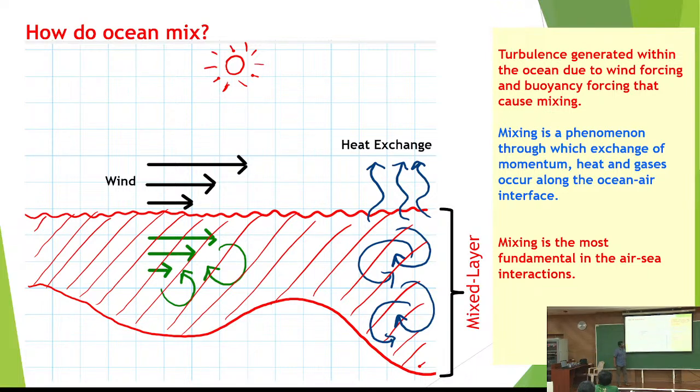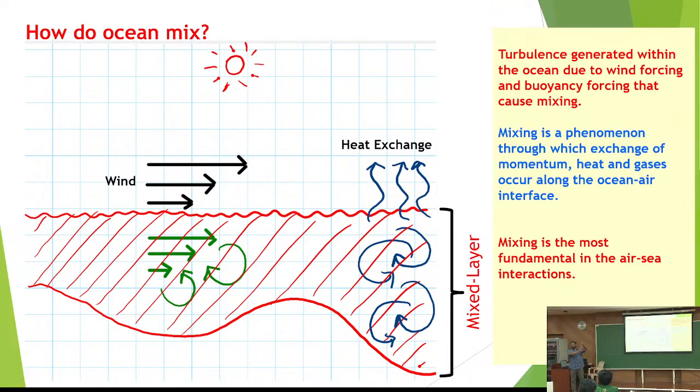The second reason is the mixing due to heat exchange, or the buoyancy forcing as we call it. The colder ocean gives up more heat at some point of the season, becomes denser, heavier at the surface, which can't stay there because it is unstable, it tends to mix. It generates eddies and it tends to mix. These are the two reasons mixing is happening in the ocean. So, turbulence generated within the ocean due to the wind forcing and buoyancy forcing causes mixing. Mixing is a phenomenon through which the exchange of momentum, heat and mass, so much information across the ocean air interface, happens through this process of mixing.